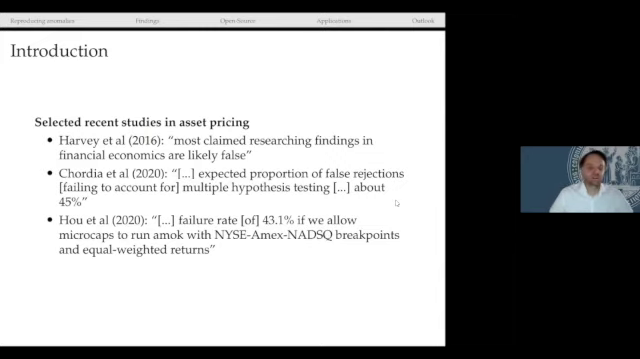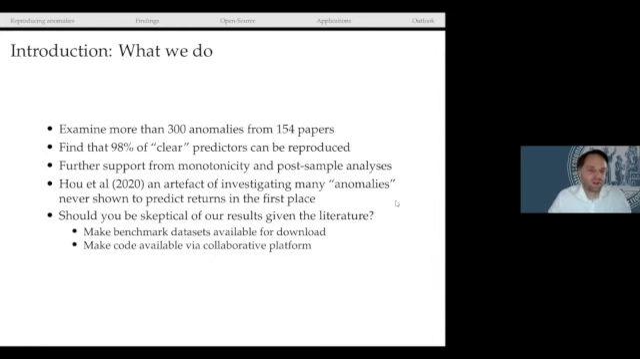Okay, so the literature is relatively pessimistic about the findings that have been established. What we do is we examine more than 300 anomalies from 154 papers, and we do find that 98% of predictors that we call clear can actually be reproduced. And we provide further support from monotonicity and post-sample analysis that these are actual findings, that this is not an artifact of just statistical data mining.